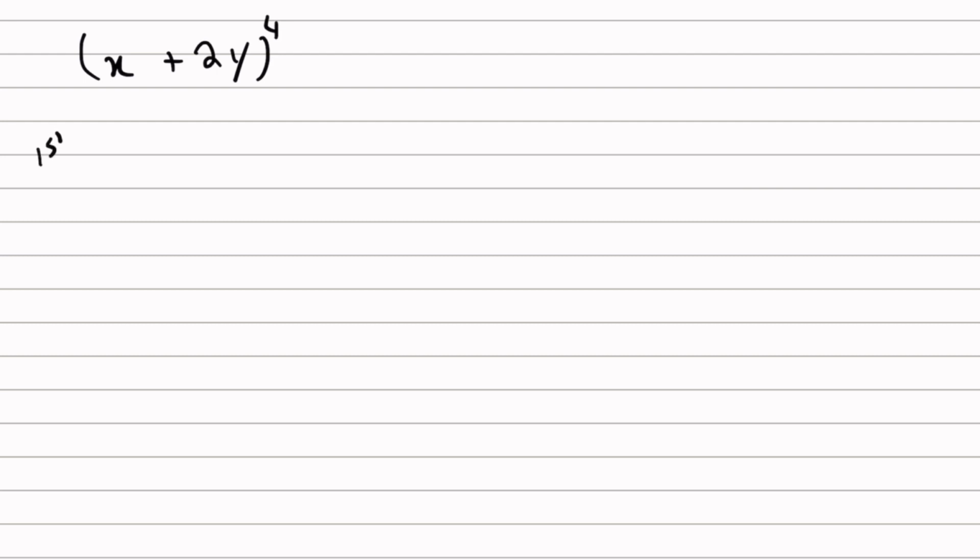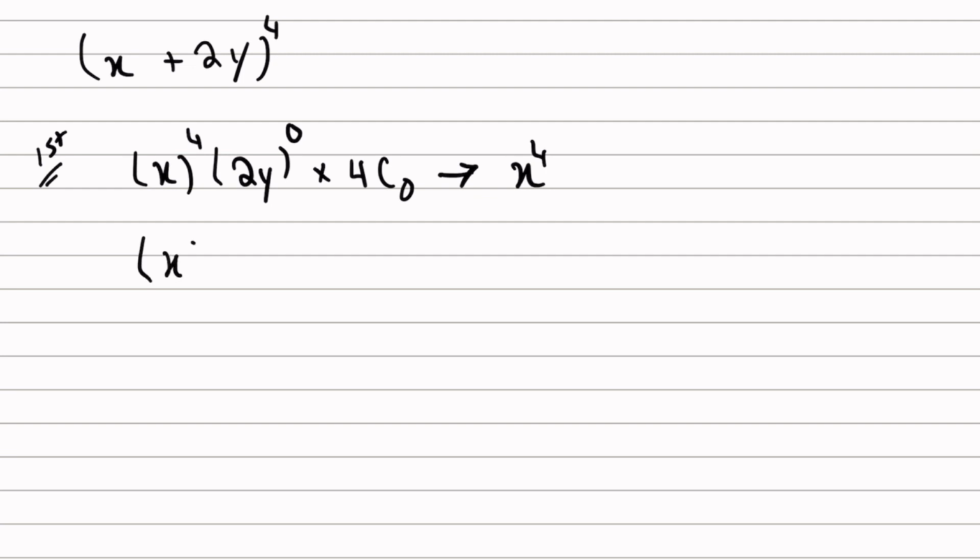The first term is supposed to be x raised to the power of the binomial, and 2y is supposed to be raised to the power of the binomial minus the power of the first term. 4 minus 4 is 0. And so we can see here is 0, and then we just multiply this by 4 choose, again, the power of the second term, and that's going to give me x to the power of 4.